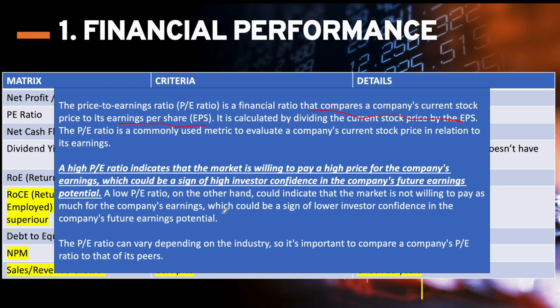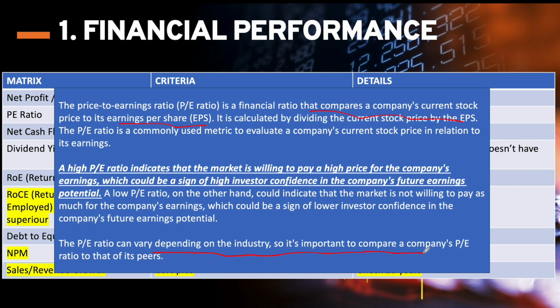A higher PE definitely means that the investors are willing to pay more money for the company's stock, which means the investors have more confidence in the stock. Low PE means people are not willing to pay more money. And when we see these metrics, we have to compare with the peers also. Let's say we are talking about bank stock HDFC, we should be comparing it against the PE of ICICI, for example. PE can vary depending on the industry, so it's important to compare the company's PE ratio to that of peers.